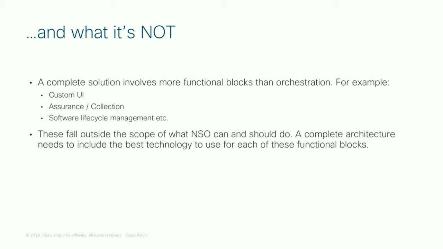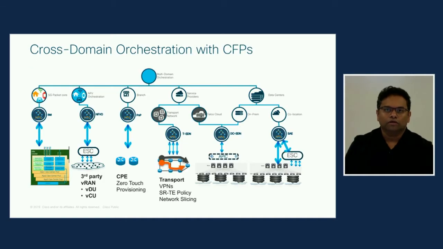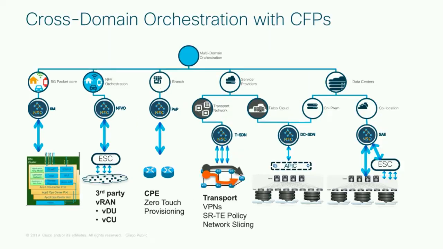Most of the core function packs do not come with custom UI, and we do not have assurance and statistics collection functions. So over the years, we've built multiple core function packs which address use cases in multiple networking domains. And the DCSN core function pack is our first cross-domain core function pack, which orchestrates both the transport or service provider networks and the data center networks. So you can buy one or more of the core function packs and build your own end-to-end orchestration systems, combining any of them together.